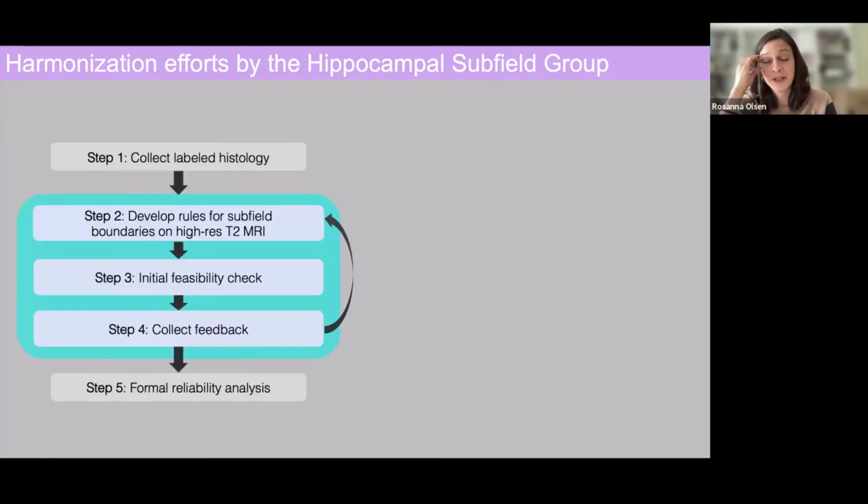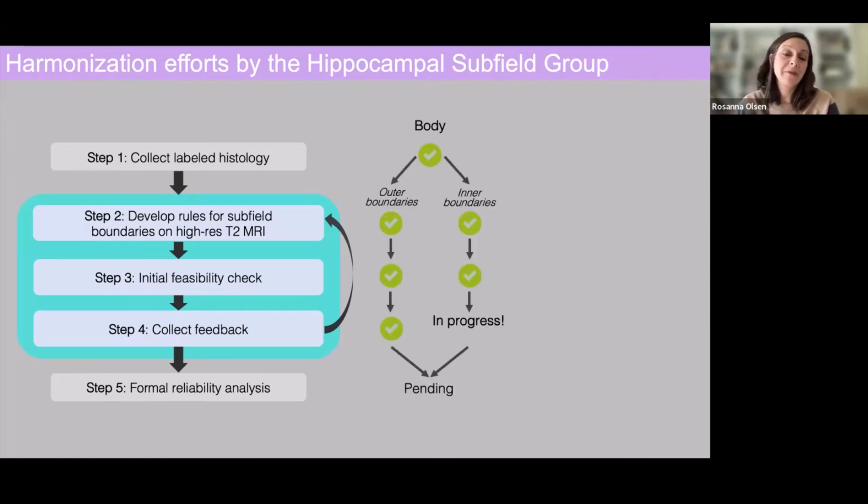So what has the harmonization group done? What has our harmonization effort looked like so far? Well, we've teamed up with a group of neuroanatomists to collect labeled histology to try to understand where some of those differences across the atlases are coming from. And so what we've done is we've collected histology that's labeled by different neuroanatomists from different schools, so that we can help us understand where the differences in the atlases are coming from.